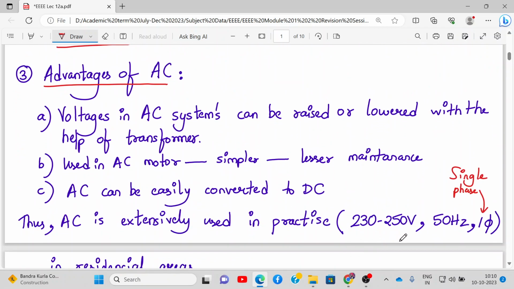All your single phase supplies in residential areas have a voltage rating of around 230 to 250 volts and a frequency of 50 hertz. So these are the advantages of AC voltages.